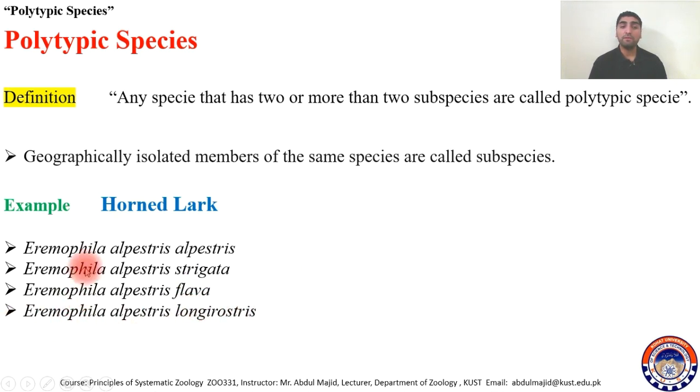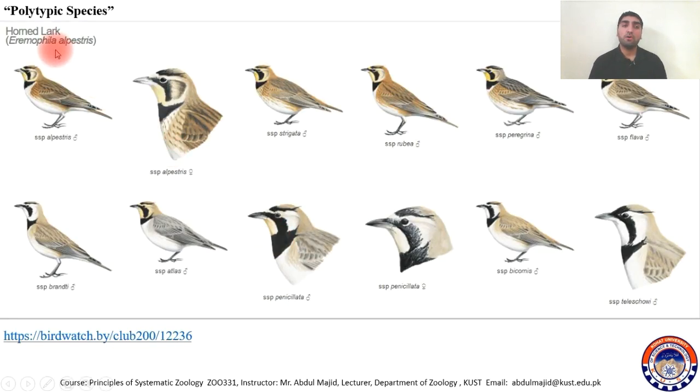So this Eremophila alpestris horned lark is a polytypic species, because it has many subspecies. Alpestris is the main population, and then there is Eremophila alpestris striata. So this is the subspecific name, this is the subspecific name, and this is the subspecific name. This horned lark, Eremophila alpestris, alpestris is the main population, or you can say the main species. And this alpestris has many subpopulations.